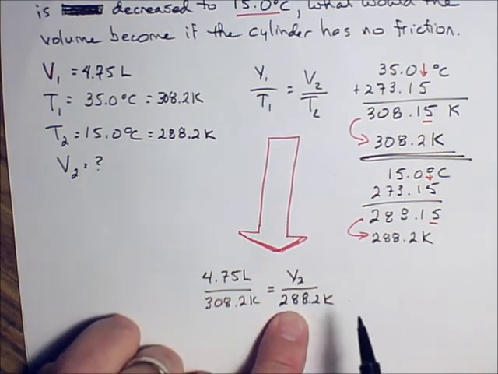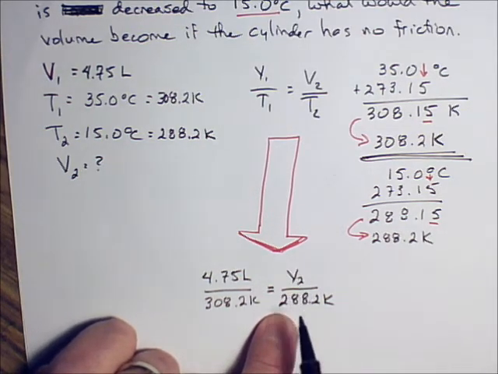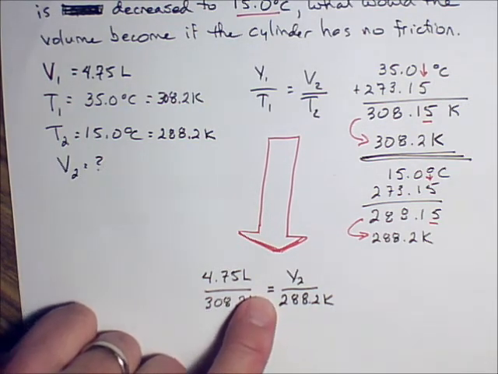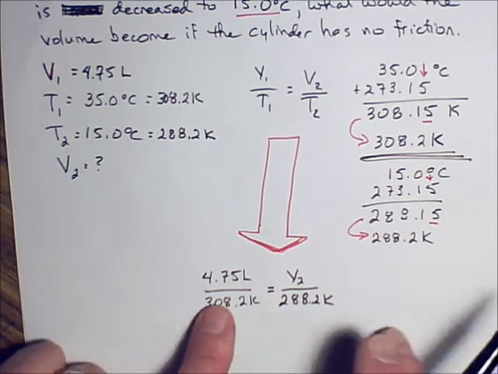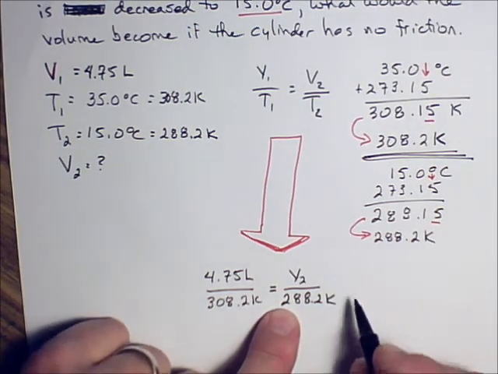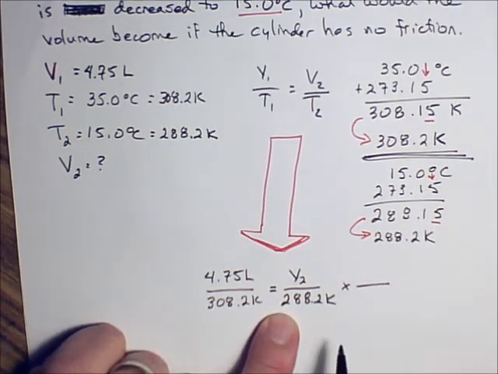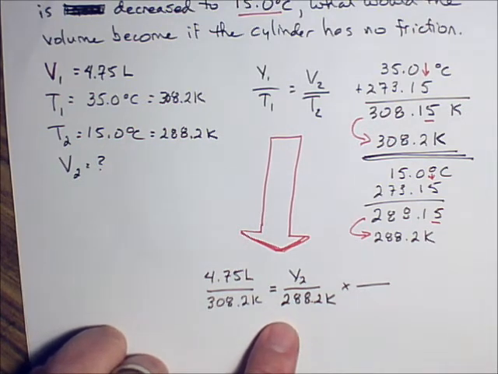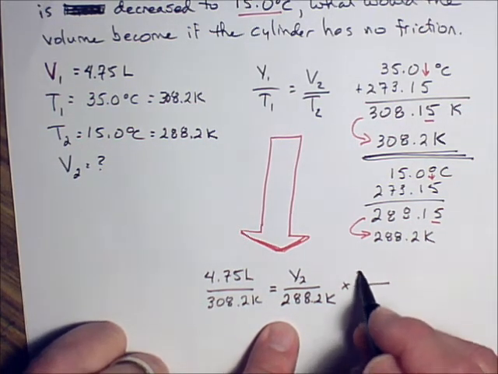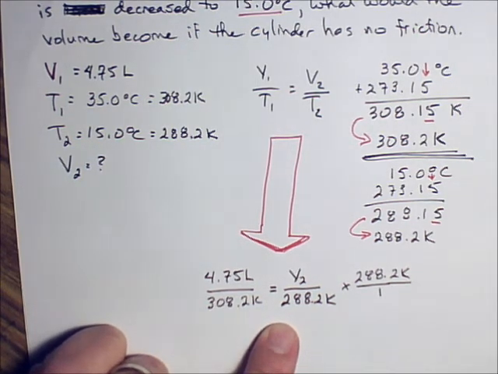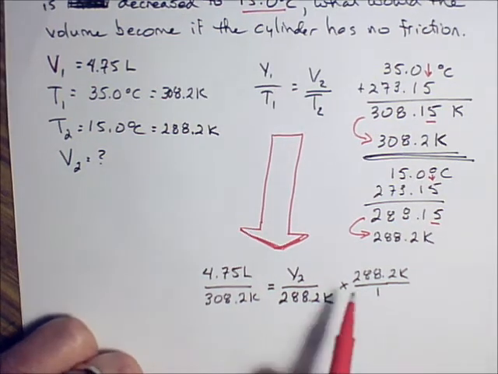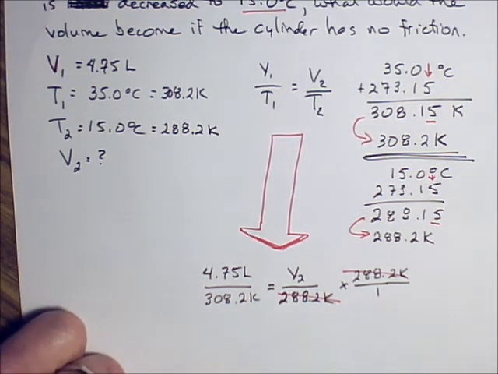In order to isolate the unknown, what we're trying to do is to get V2 all by its lonely little self on one side of the equal sign. Now, what you have to remember is whatever you do to one side of the equation, you have to do to the other, so it stays equal. And the way we're going to do that is we're going to multiply both sides by something that's going to get rid of this 288.2 K. 288.2 K goes in a fraction over 1, and that is going to cancel this whole 288.2 K.